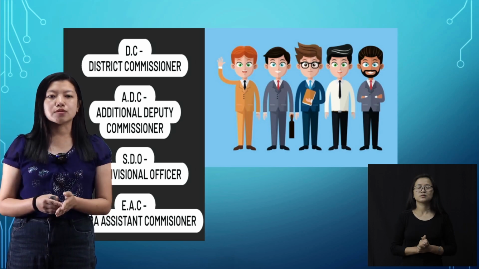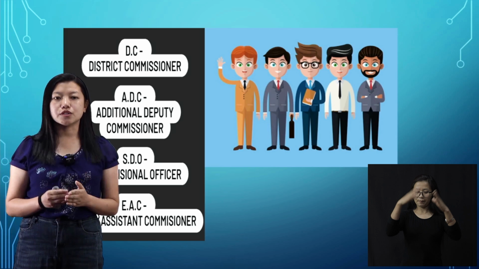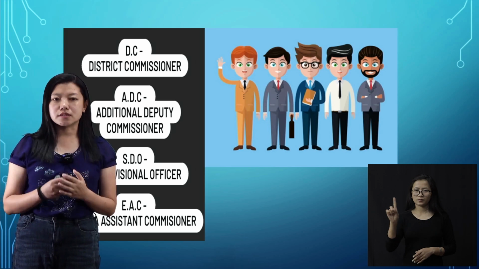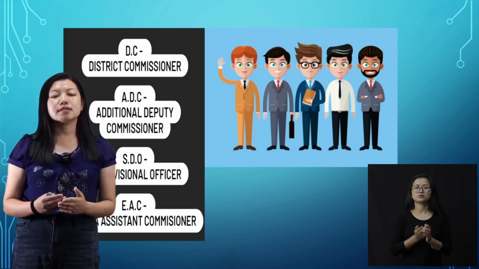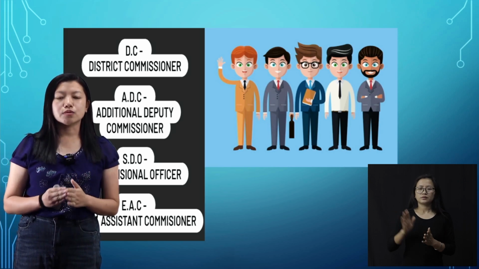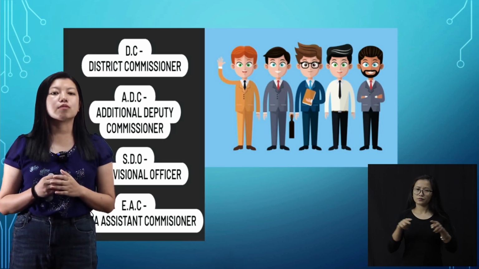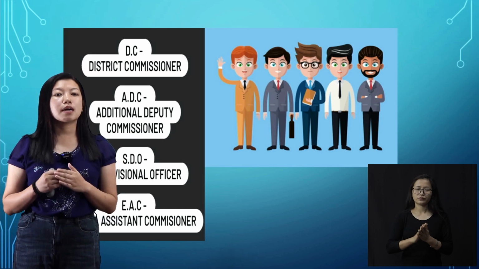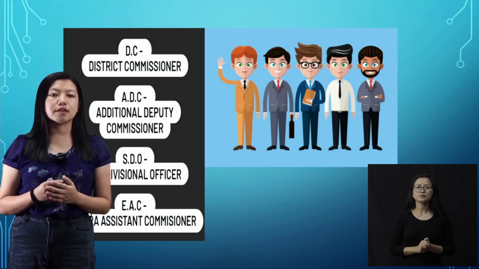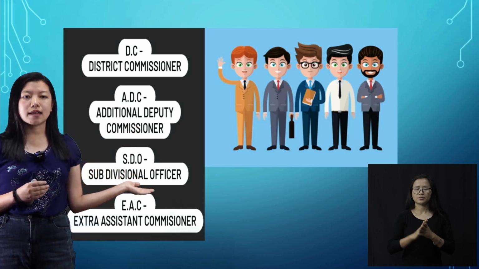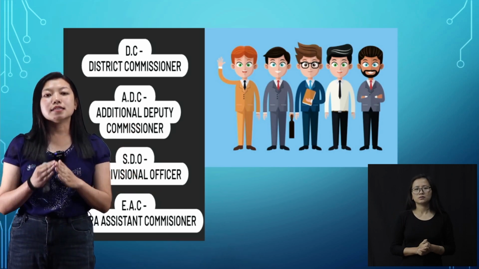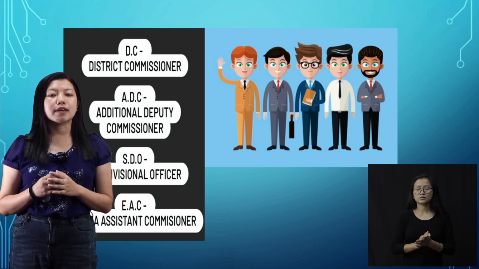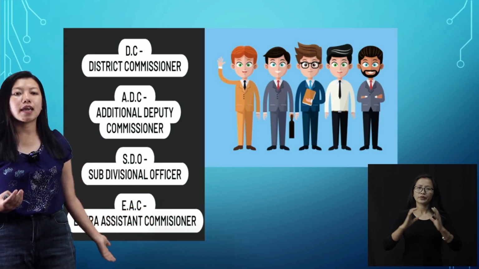Now let me take you back to the map of Nagaland that I've explained to you. In the map of Nagaland, I told you that we have 11 districts. Under these 11 districts, every district is divided into different parts. These divisions are known as subdivisions. These subdivisions are taken care of by the ADC and the SDO, and then these subdivisions are later again divided into many parts which are taken care of by the EAC.